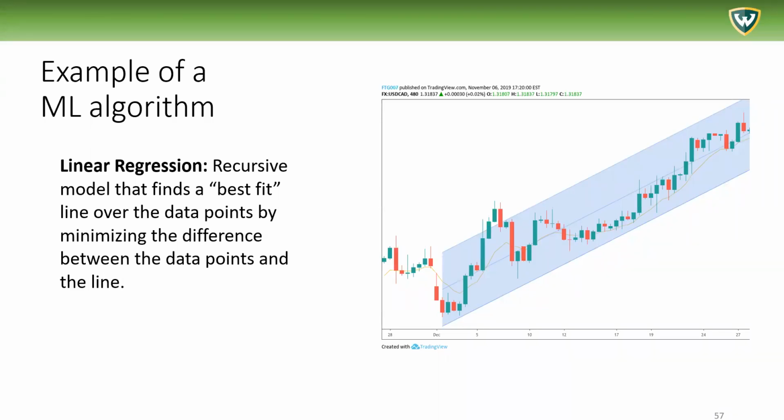Example of a machine learning algorithm. Here, I wanted to use linear regression to talk about and explain how a machine learning algorithm actually works in practice. So linear regression is actually a recursive model that finds a best fit line over the data points by minimizing the difference between the data points and the line. You may be familiar with this from statistics class, but if you're not, hopefully this explanation will be sufficient.